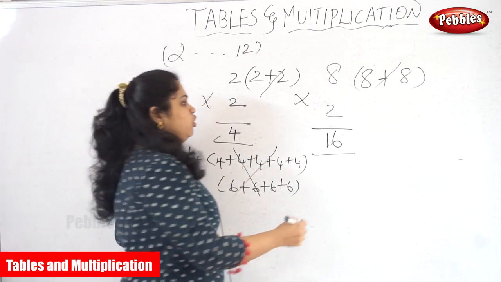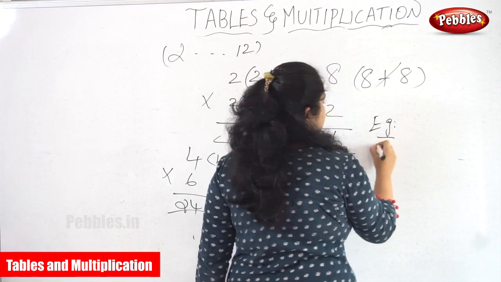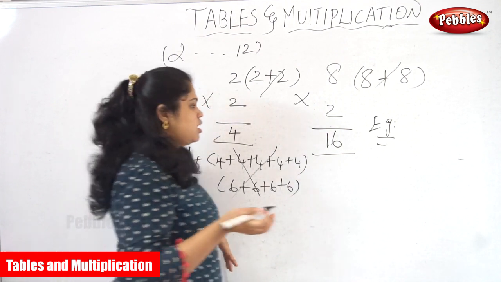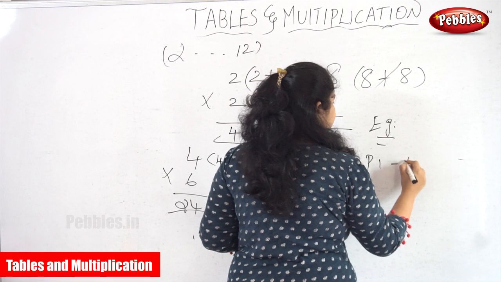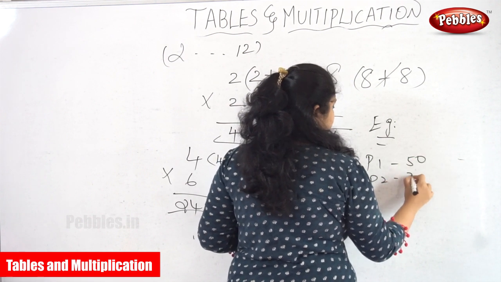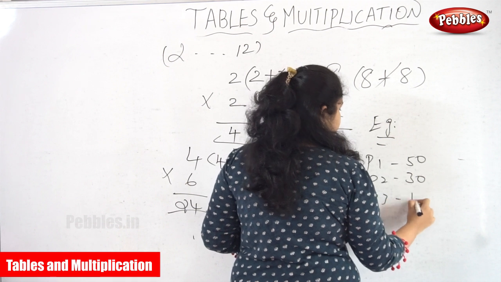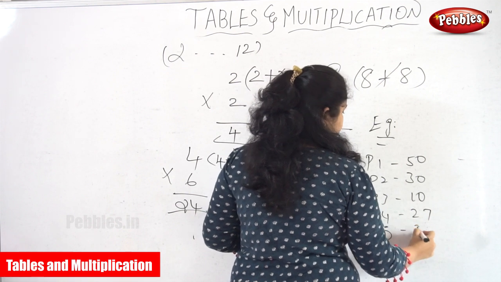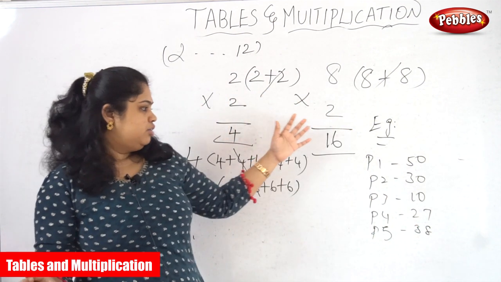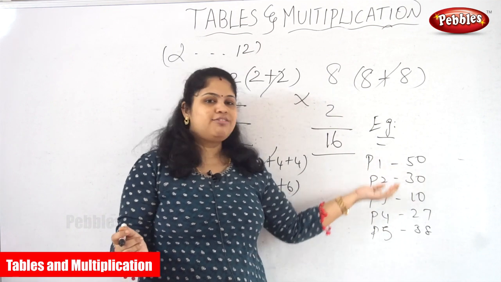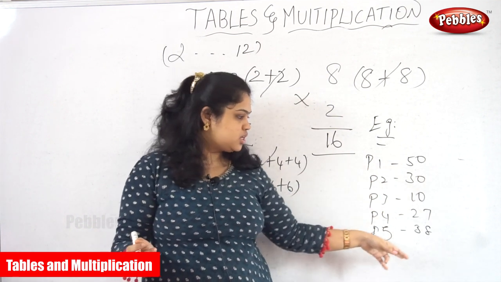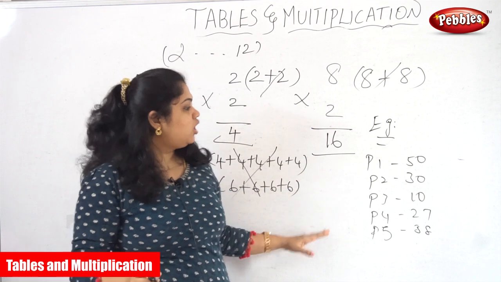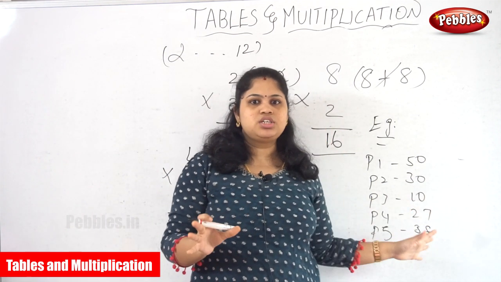For example, if you are buying groceries, five items, each at a different amount. Product 1 you are buying for 50 rupees, product 2 for 30 rupees, product 3 for 10 rupees, product 4 for 27 rupees, product 5 for 38 rupees. So here we have bought 5 products, and the value of each is different. Tell me, is multiplication going to help you here? No other way, only the addition is going to help you.